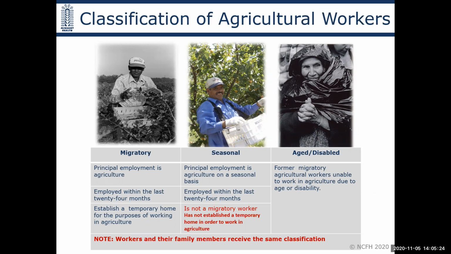And then aged and disabled are former migratory agricultural workers that are unable to work in agriculture due to age or disability. And again, they would be classified or reported in your UDS as migratory. And any family members of these three categories of agricultural workers would be classified the same as the agricultural worker family member.